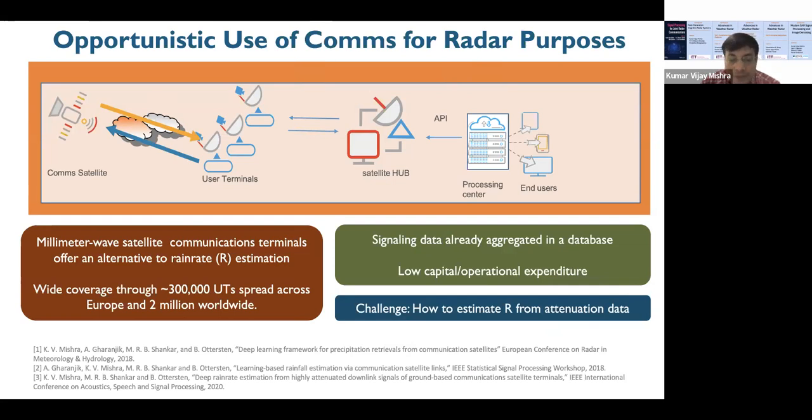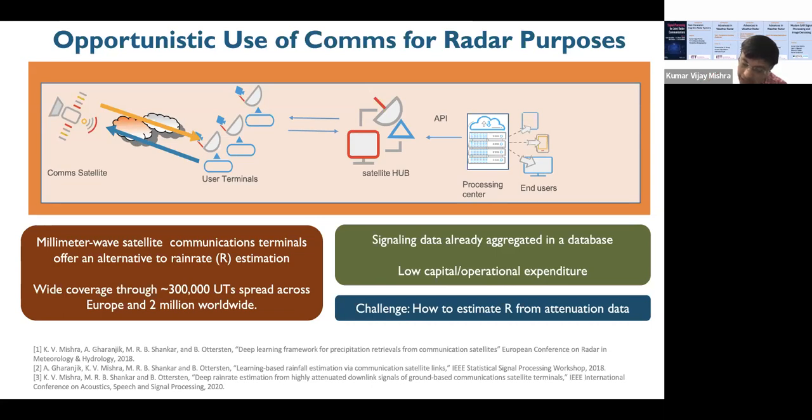So the problem is as follows. Typically, weather radars usually operate at S and C bands. For S band, in the contiguous United States, we have almost 150 such radars. Europe, Canada, India, they are C band radars. So weather radars are very expensive, especially at these lower frequency bands. They are huge systems and their installation cost is high.